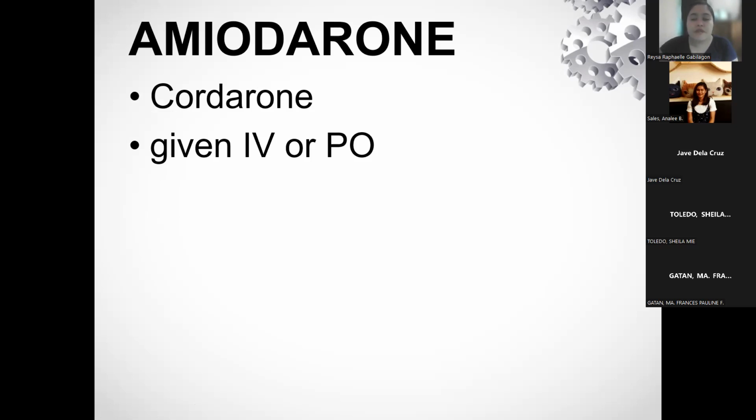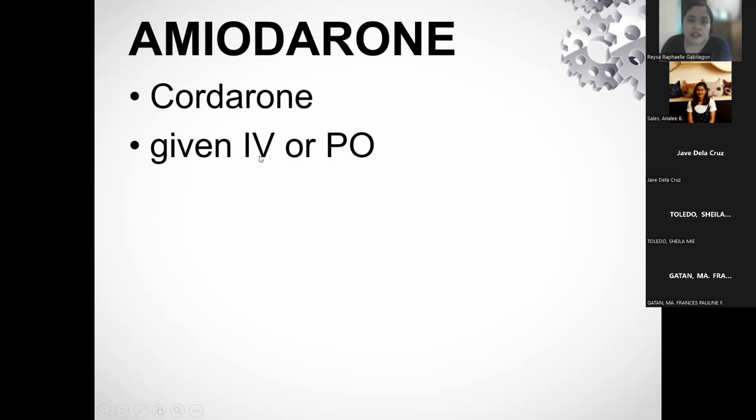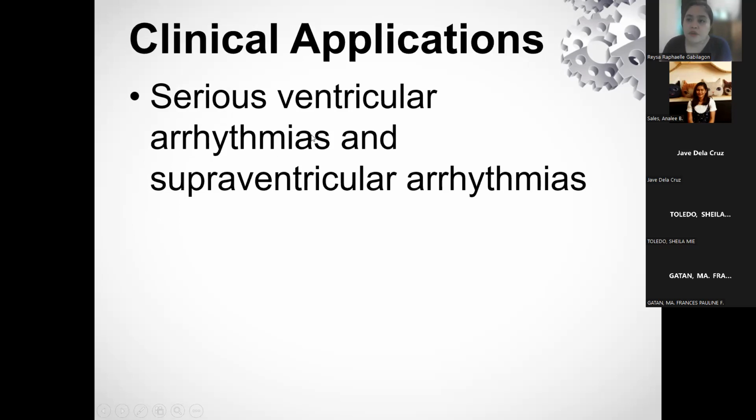However, amiodarone can be given both by mouth or intravenously. Now, what's the clinical application or clinical indication of Cordarone? We can use Cordarone for both atrial and ventricular arrhythmia. Ventricular and supraventricular arrhythmias, even the serious ones. So this one is very useful in the market. Again, it is very useful for both atrial and ventricular arrhythmias. Supraventricular means atrial arrhythmias.